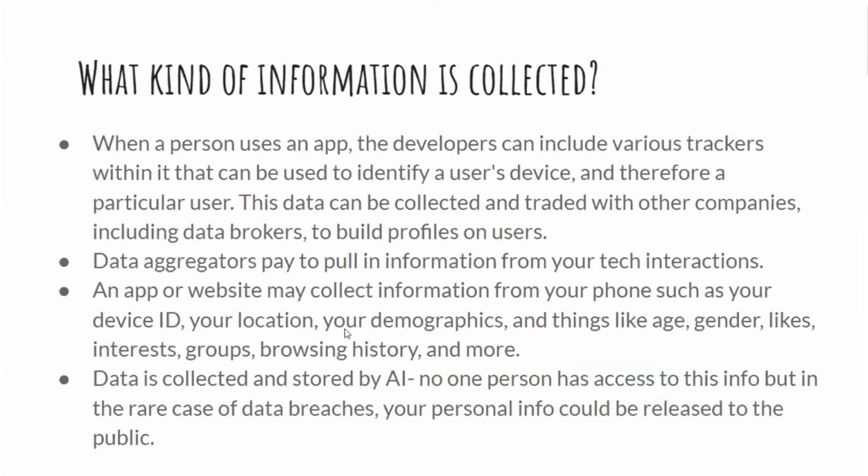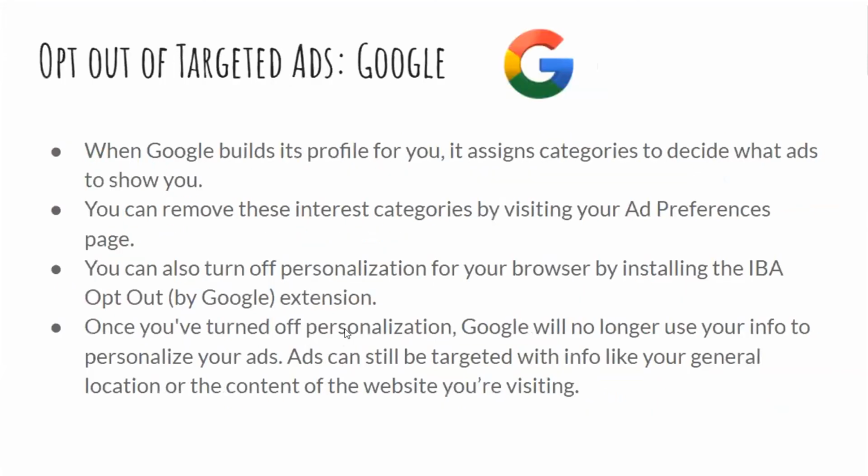An app or website may collect information from your phone, such as your device ID, your location, and your demographics, things like age, gender, interest group, browsing history, and more. Data is collected and stored by artificial intelligence, or AI. No one person has access to this information. In the rare case of data breaches, your personal info could be released to the public.